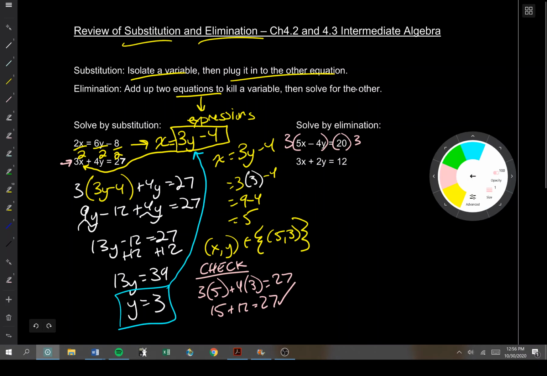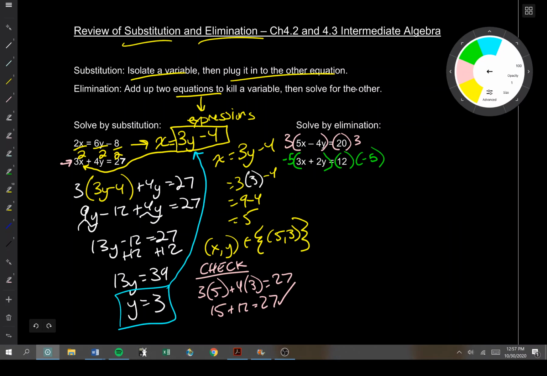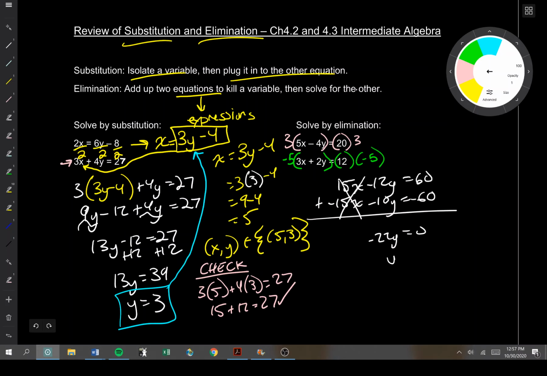You also take the top x coefficient and multiply the whole entire bottom equation by the negative version of it, the opposite of it. So I'm going to do the top equation by 3 and the bottom equation by negative 5. Okay, 3 and negative 5. So that gives me 15x minus 12y equals 60, and negative 15x minus 10y equals negative 60. When I add these up, the x's cancel, and they will always cancel. And that gives me negative 22y equals 0, and again, I just get y equals 0.